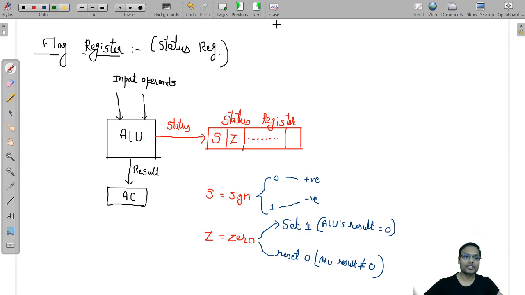Why is the flag register or status register used? It stores the status of ALU result.